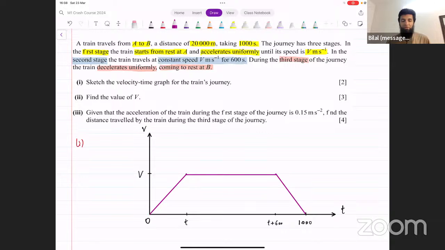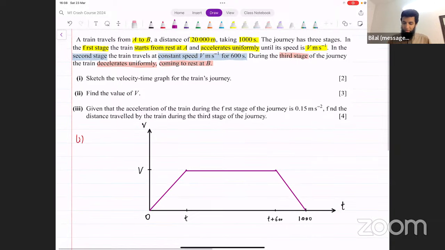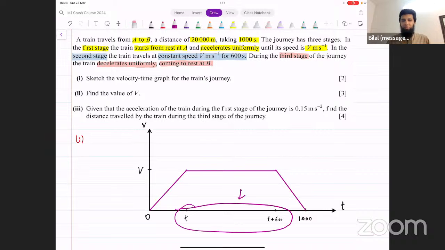That's what the graph looks like. That's all that you have to show in your sketch. It's not necessary for you to mark these points either, right? T and T plus 600, it's not necessary. 1000 is necessary. And then it's just the shape of the graph that matters, that it should be a straight line like this. This point should be V here, then it should become constant, and then come back like this. That's the first part of the graph.